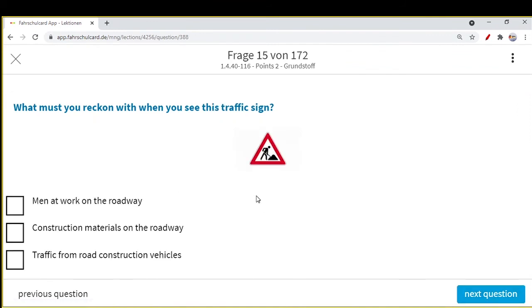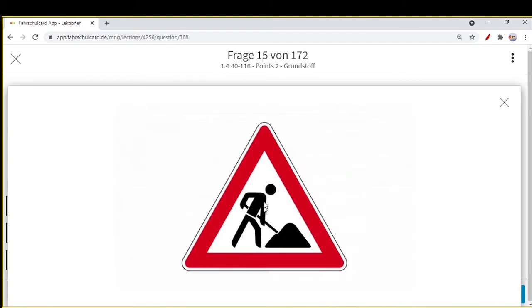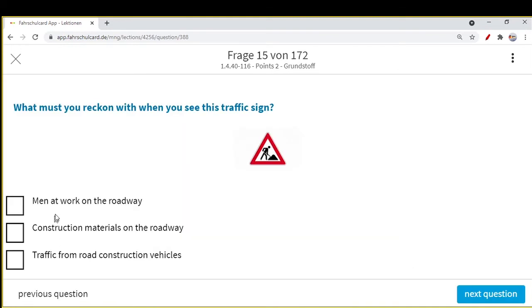Our next question is, what must you reckon with when you see this traffic sign? So if you see there is a danger, some person is working on the road, that means construction site, Baustelle in German. So this thing is clear. Man at work on the roadway. Construction material, if they are working, there would be some construction material as well. Traffic from road construction vehicles, there could be some heavy traffic or some big trucks and trailers from the construction company. These all are possible over here.